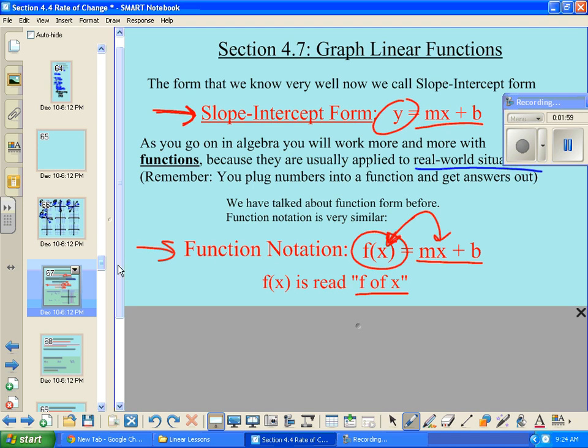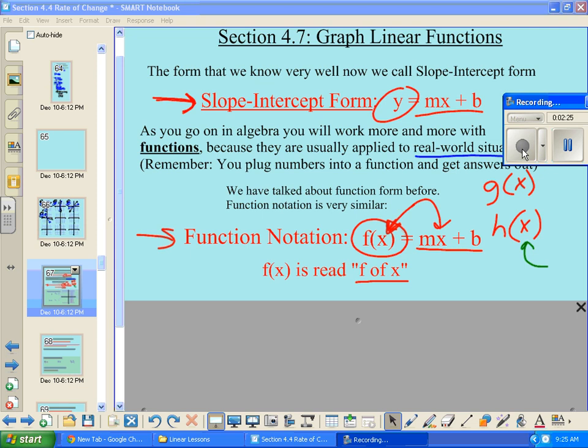There may also be other names for functions like g of x or h of x. That's how functions are named. That first letter is the name of the function, but it's saying that it's a function of whatever variable is in the middle of the parentheses. So that means that's the independent variable we're talking about. That's the variable we're going to plug numbers into and get answers from.